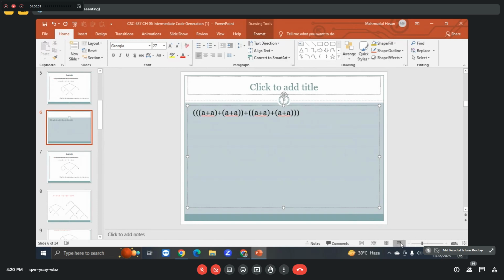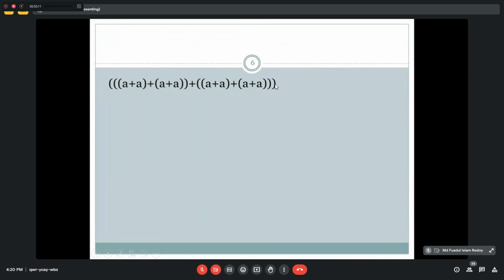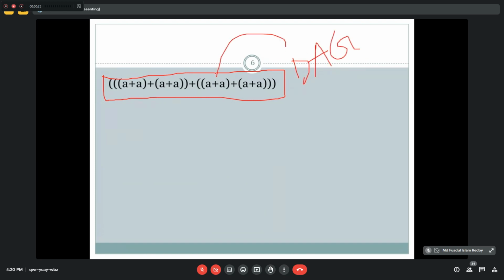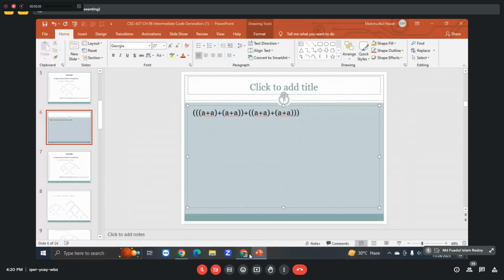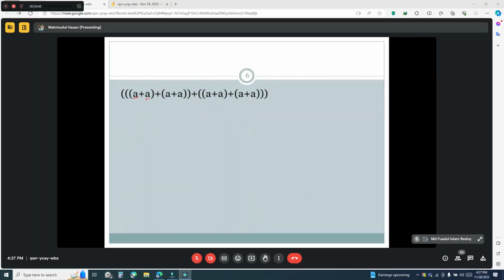Okay, so you will get 5 minutes to draw the DAG of this expression. Everyone, please try and continue. DAG means directed acyclic graph. Is it possible? So try to actually draw. All the A's here are the same.